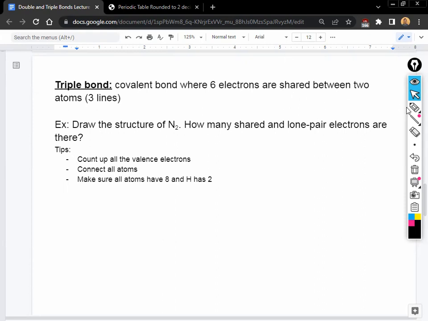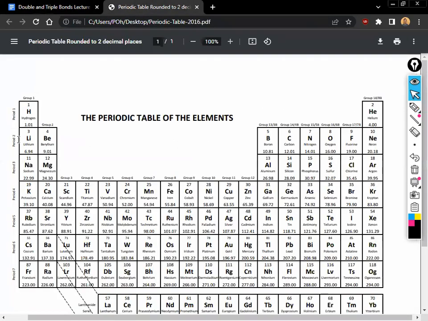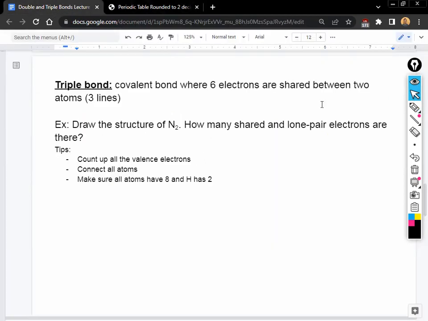Alrighty, guys, let's start drawing the picture. So if we take a look at nitrogen on the periodic table, nitrogen has 1, 2, 3, 4, 5 valence electrons. So the nitrogen contributes 5 electrons each, and there's 2 of them, so 5 plus 5 is 10. So there are 10 electrons to work with. That's step number 1.